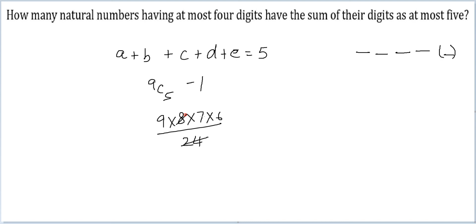So this cancels, this cancels, this cancels. I get 2 minus 1. 9 into 2 is 18. 18 into 7 is 126. 126 minus 1 is the answer to the question, which should be 125.